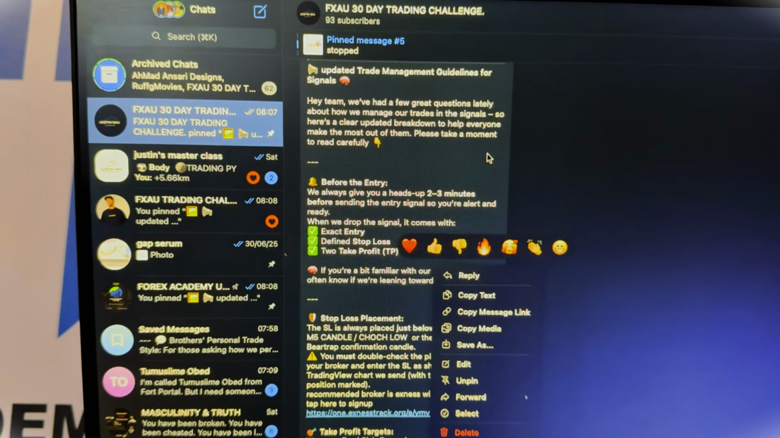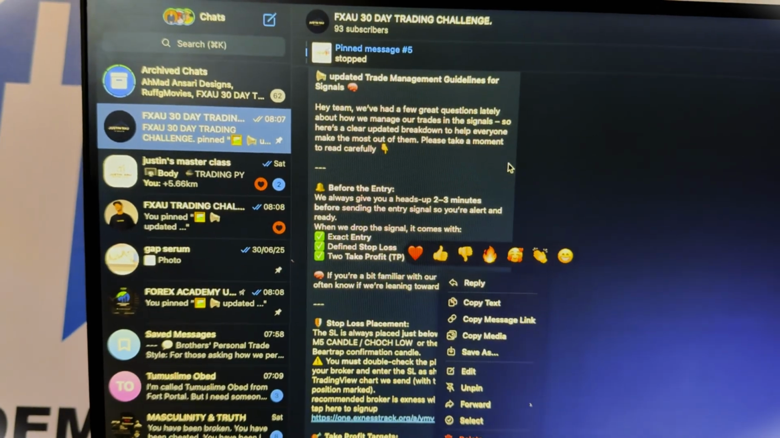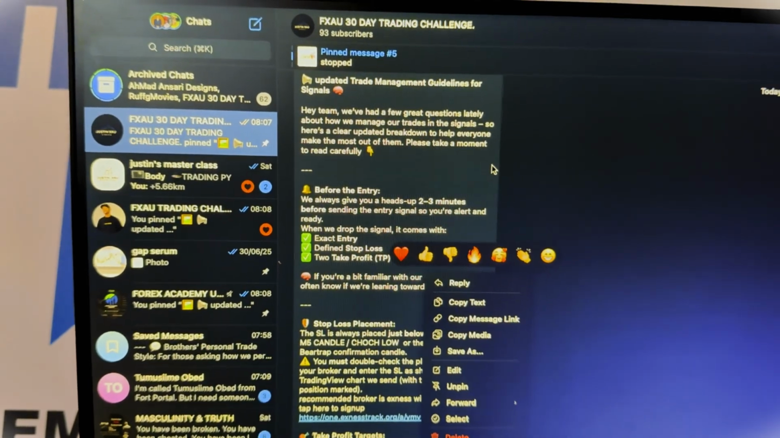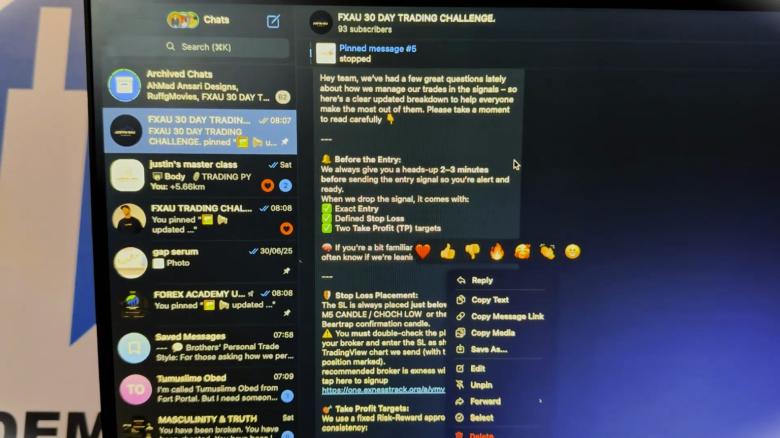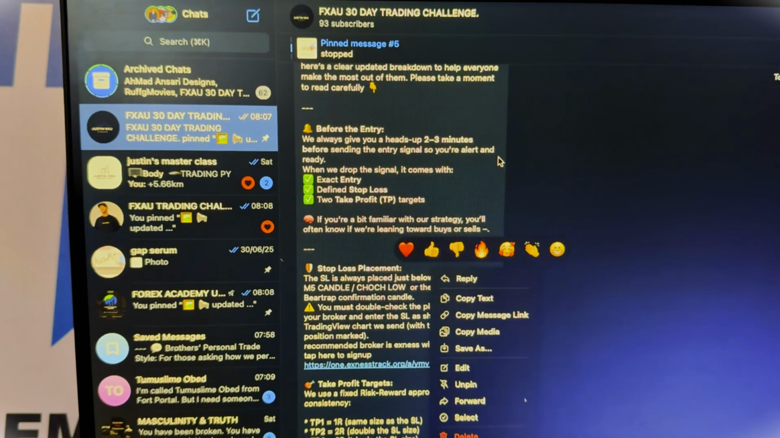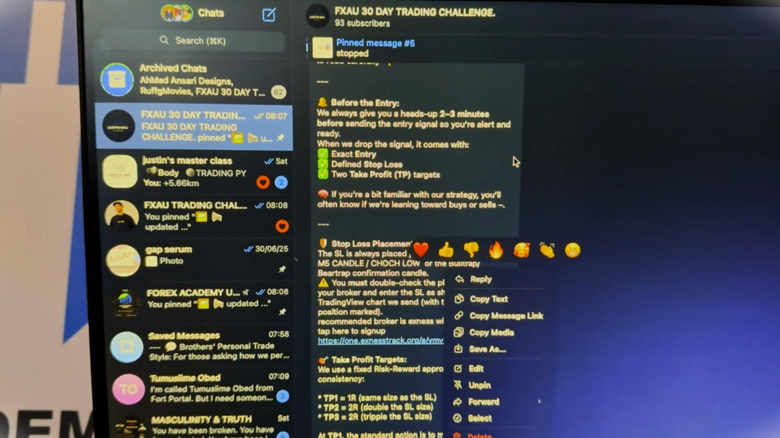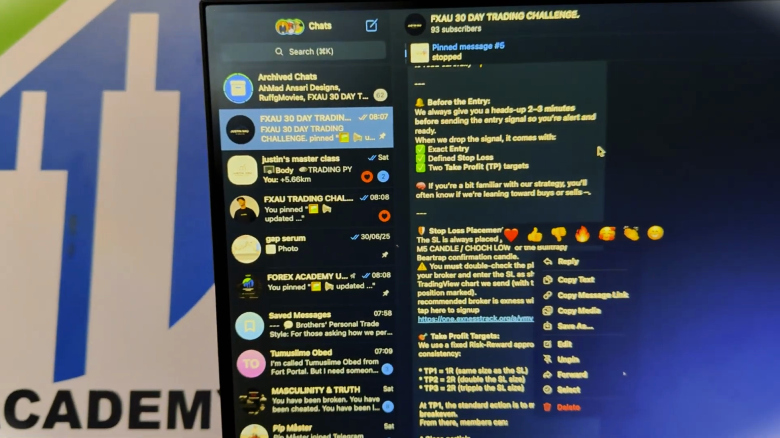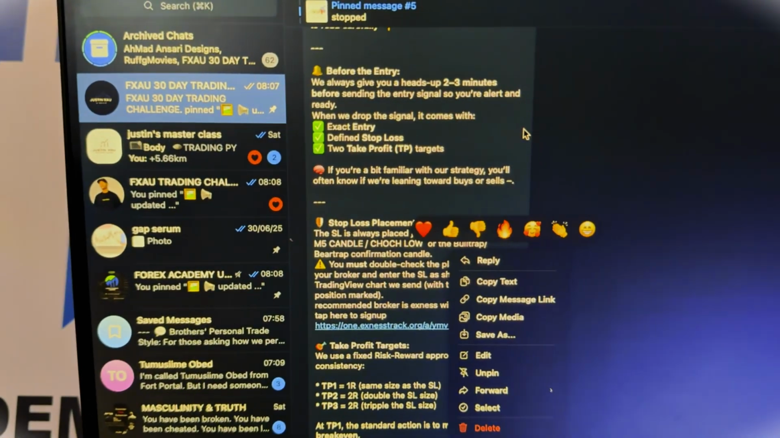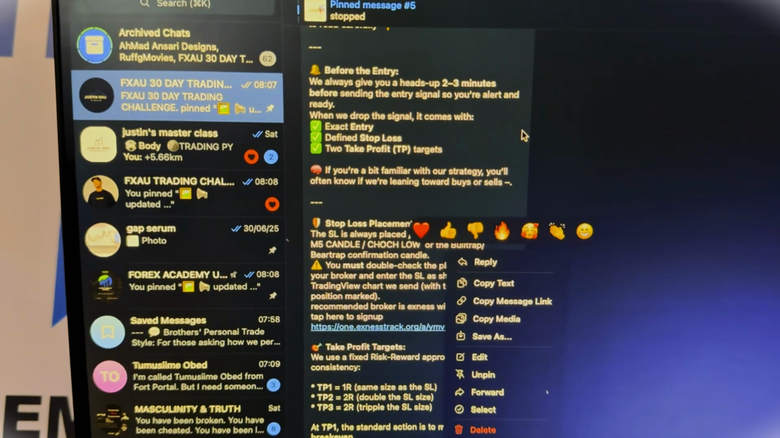Hey team, we've had a few great questions lately about how we manage our trades and the signal. So here's a clear updated breakdown to help everyone make the most out of them. Please take a moment and read carefully. Before the entry, we always give you a heads up 2 to 3 minutes before sending the entry signal, so you are alert and ready.